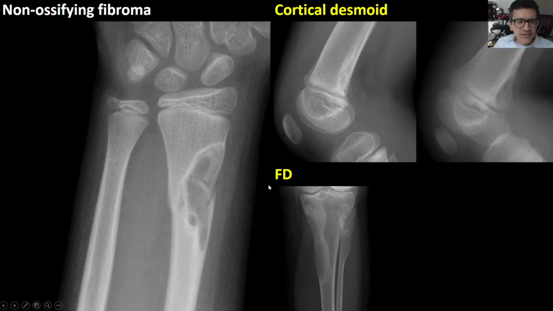Here are some imaging examples. Again, the same non-ossifying fibroma we saw. This is the cortical desmoid, or the tug lesion of the posterior distal femur in children. And this is a patient with fibrous dysplasia. You can see this nice, well-defined margin around this lesion that's also sclerotic. Of note, there's another lesion of fibrous dysplasia over here without as well-defined sclerotic margins.